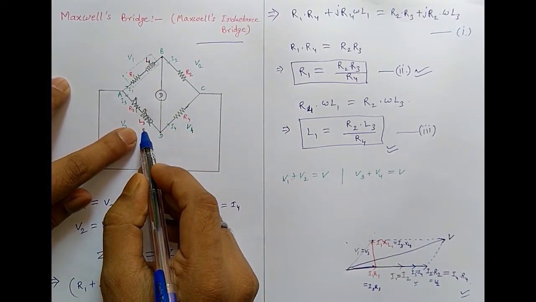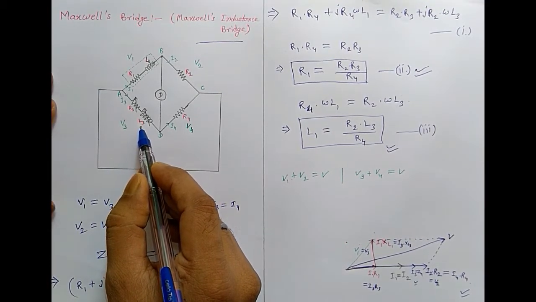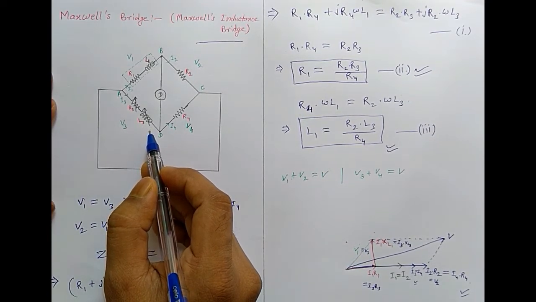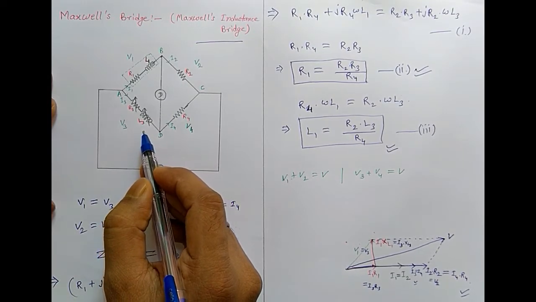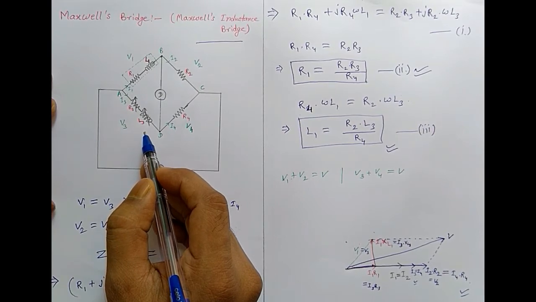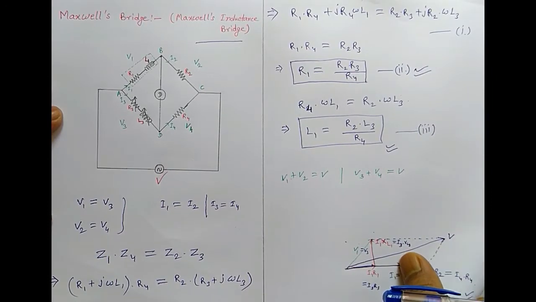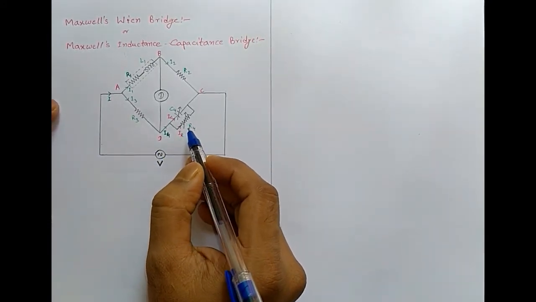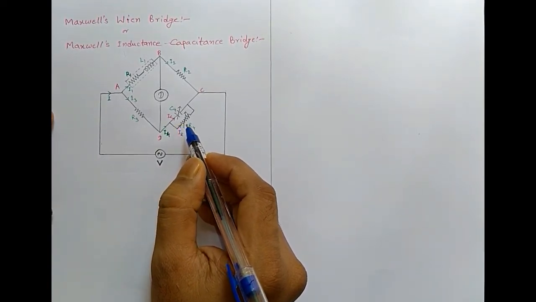So we have to use a variable inductor in the bridge circuit. We know that a variable inductor is generally a bulky setup, and it is very difficult to manage that inductance in a small setup. So this is why Maxwell's Wien bridge is discussed in today's class. In that bridge we will use a variable capacitor instead of a variable inductor.